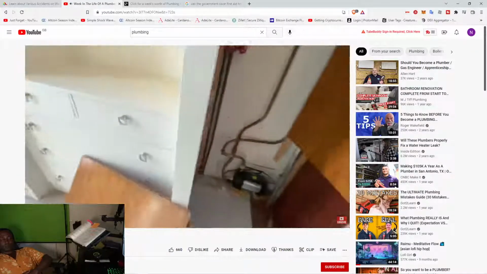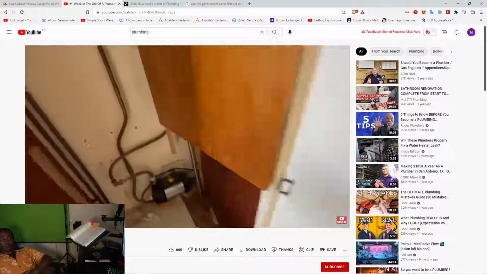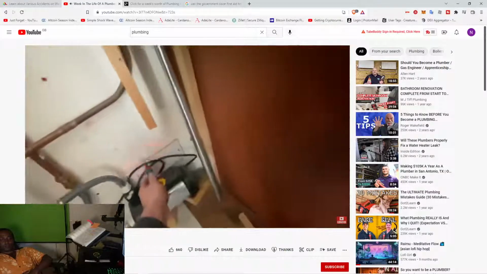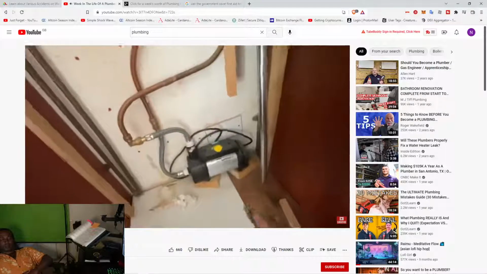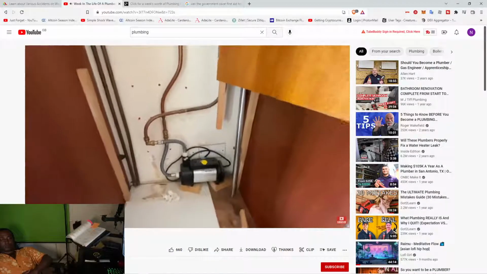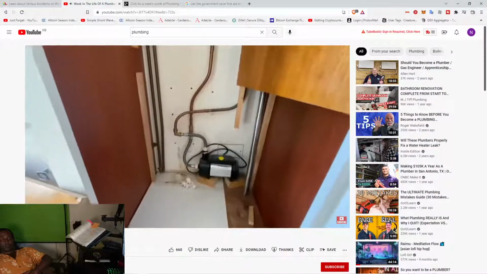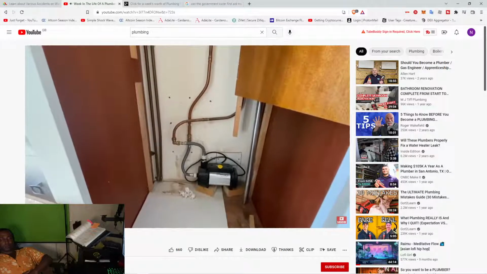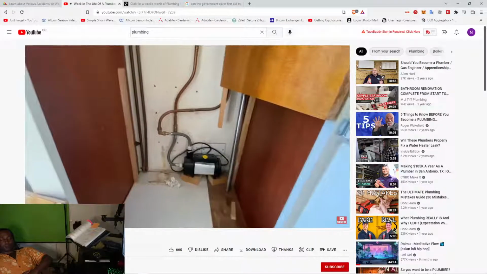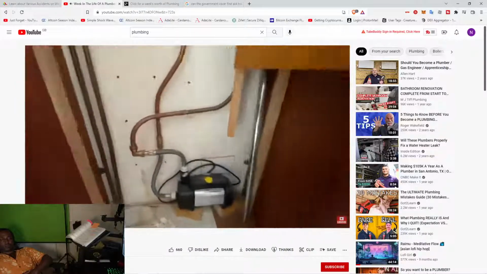Is there any power going to the pump? We have power to the pump. I've got a feeling it's not the pump, it's actually the shower valve.